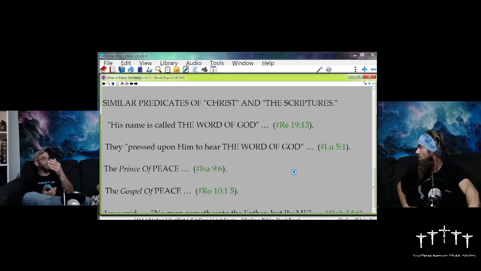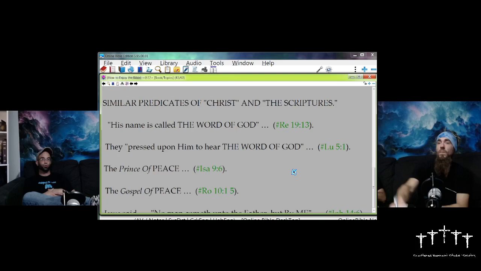Like here, his name was called the Word of God, written by John in Revelation. And here it is in Luke, they pressed upon him, Jesus Christ, to hear what? The Word of God. And what did he say to God? I have given them thy word, like right here at the beginning of that page, page 9, where Bullinger cites Jesus Christ saying, I have given them thy word. And we keep going on.